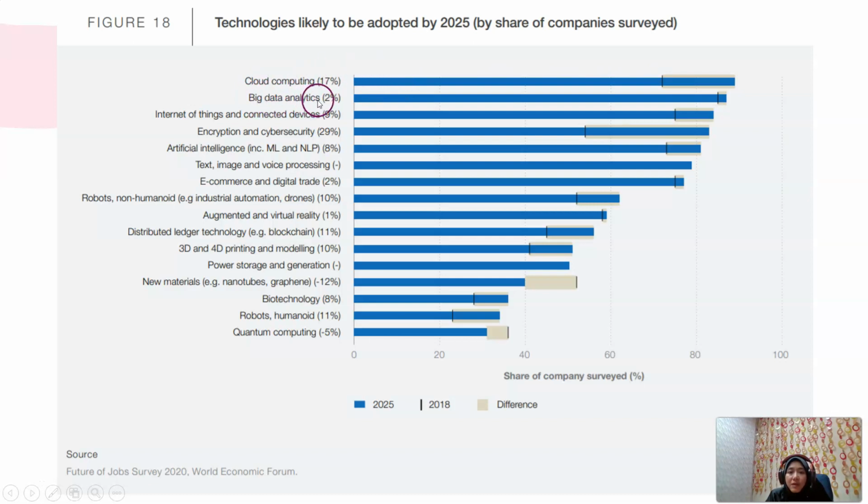And then of course, big data analytics will be adopted more by 2025. And then we have the Internet of Things and connected devices, encryption and cyber security, where the difference is 29%. And then we have AI, 8%, and text, image and voice processing, no difference. And then e-commerce, digital trade, robots. So basically it is all about the technologies likely to be adopted by 2020.